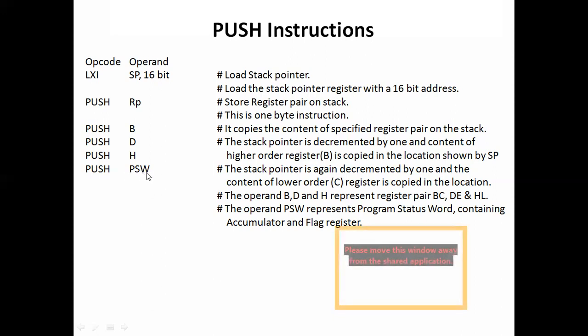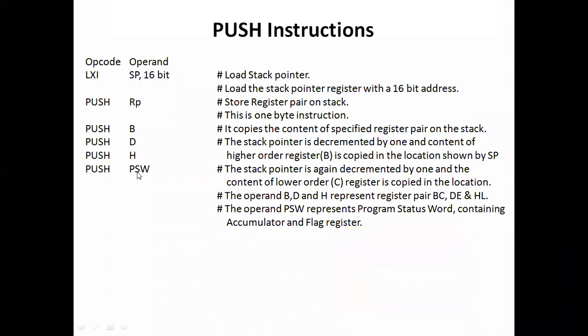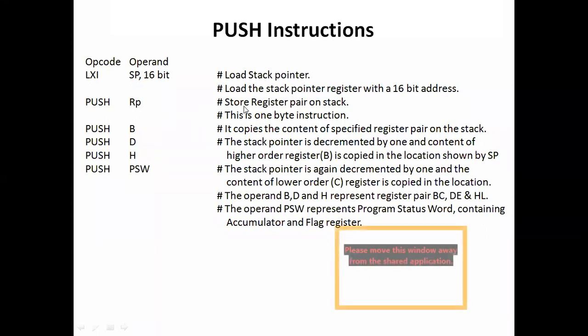When we combine two registers, one is the accumulator and the other is the flag register. Accumulator plus flag register content, if combined together, is called the program status word. So whenever we want to store the content of the accumulator along with the flag register status, we will be using push PSW, and it will be storing the content of the accumulator as well as the flag register into the stack. So the purpose of push RP is to store the register pair on the stack. This is a 1 byte instruction. It copies the content of the specified register pair on the stack.